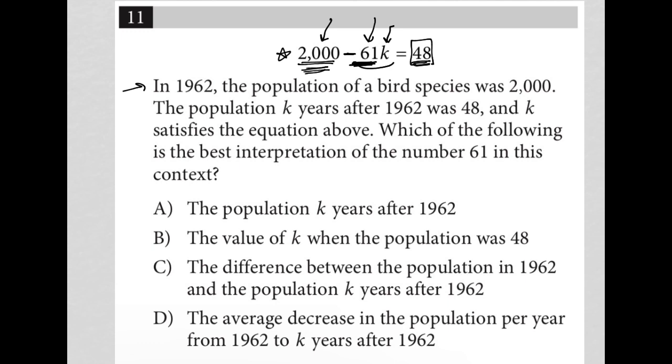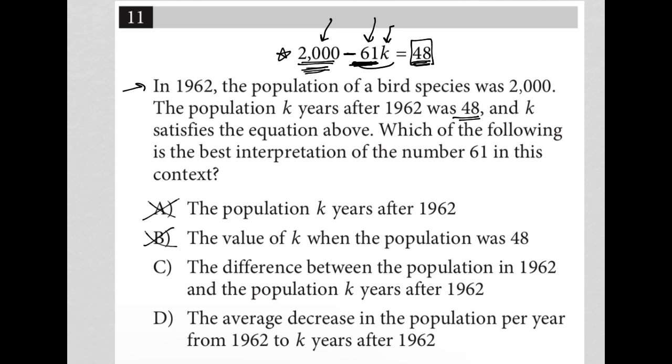Let's look at the answer choices and see what those say. A says the population K years after 1962. Well, no, that was 48. The question told us that was 48. So A is impossible. Choice B, the value of K when the population was 48. No, because the value of K is some unknown number of years after 1962. So we wouldn't have an unknown number of years with a coefficient that represents that number of years right in front of it. So choice B is gone.